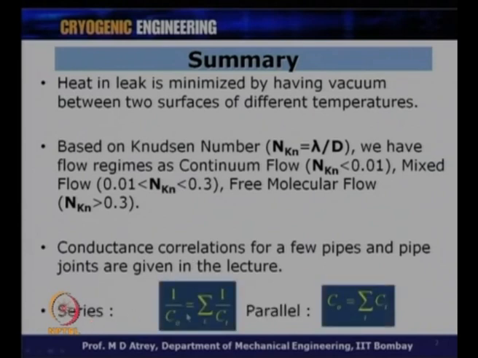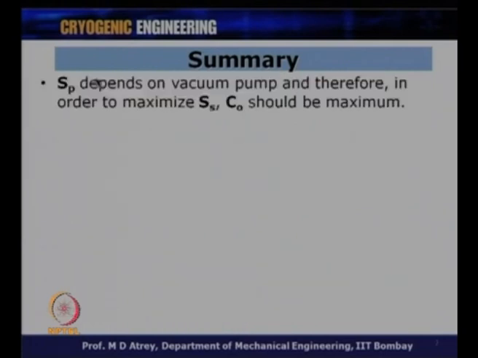And we know that when conductances are put in series, you get this expression, and when conductances are in parallel, we get these expressions in order to calculate the overall conductance of pipes in series and pipes in parallel. We know that the pumping speed SP depends on the vacuum pump, and therefore, in order to maximize system pumping speed, the conductance should be kept as maximum. SP, SS and CO are related by this formula, which is 1 upon SS is equal to 1 upon SP plus 1 upon CO. We have studied this formula in detail.